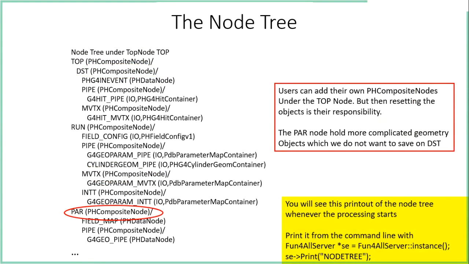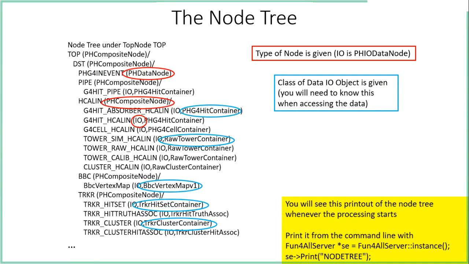You can add your code, you can add other composite nodes if you want to, and there you can actually do what you want. So what we have is that we call it the par node. So this is where complicated geometry objects reside, stuff we don't want on our DST, or we can't save on our DST. So for example, the field map is hanging there. You can see it's a PH data node, so that cannot be written out. And our beam pipe has its geometry. So this is the place for more complicated objects, which are easy to access in your code, and you don't care if they're written out.